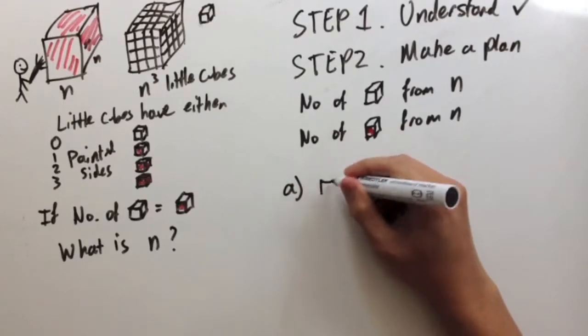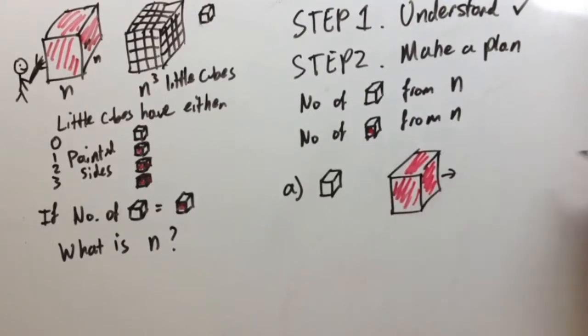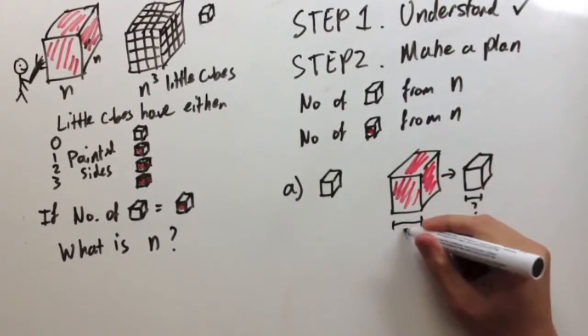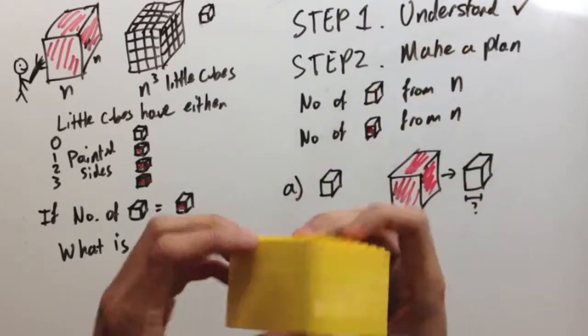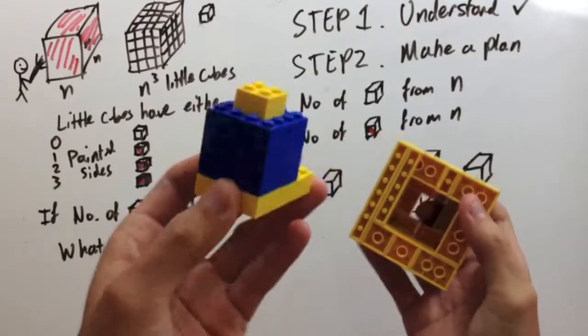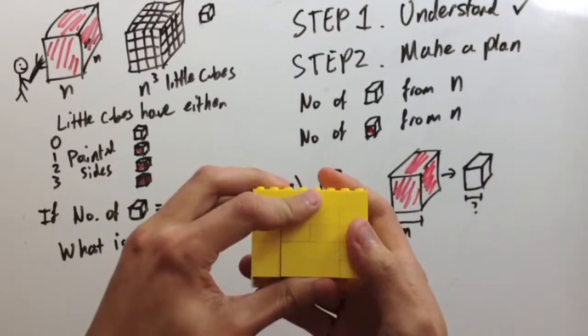Let's start with the number of cubes that have no painted side. If we look at the big cube, we can see all the ones on the outside are painted red. So we want that inner section. If we figure out the length, that'd be very handy. So Mr. Lego over here is going to be our real life example. We want this inner section which hasn't been painted, our blue cube. And we need to figure out its dimensions.